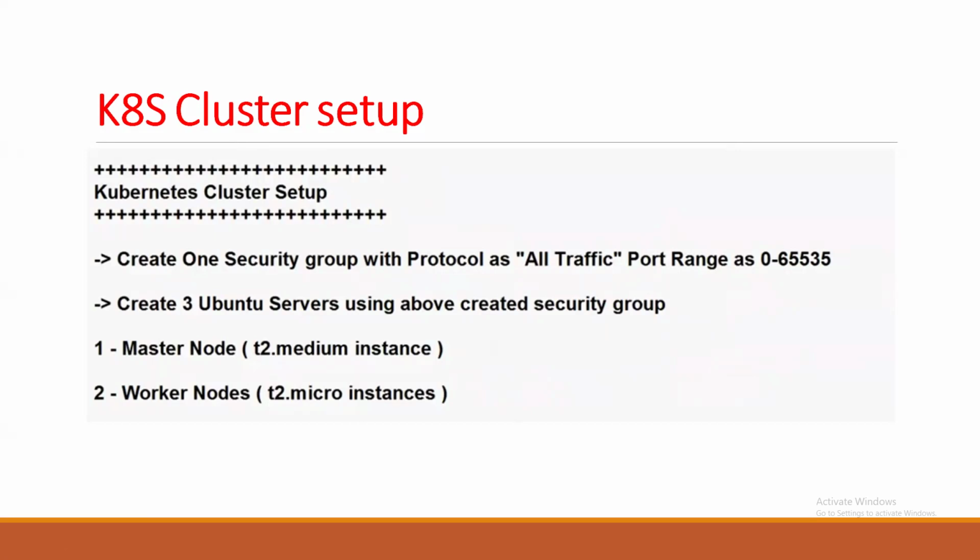T2 medium means at least 4 GB of RAM and 2 CPUs, guys. It is 4 GB of RAM and 2 CPUs. Only then can we set up the Kubernetes cluster. I already informed that person and it will be created. So the master node is a T2 medium instance. The worker node can be small, guys. A T2 micro instance is enough.